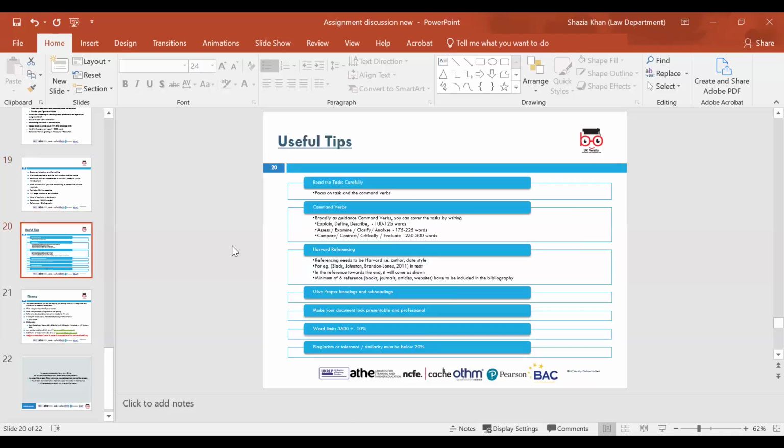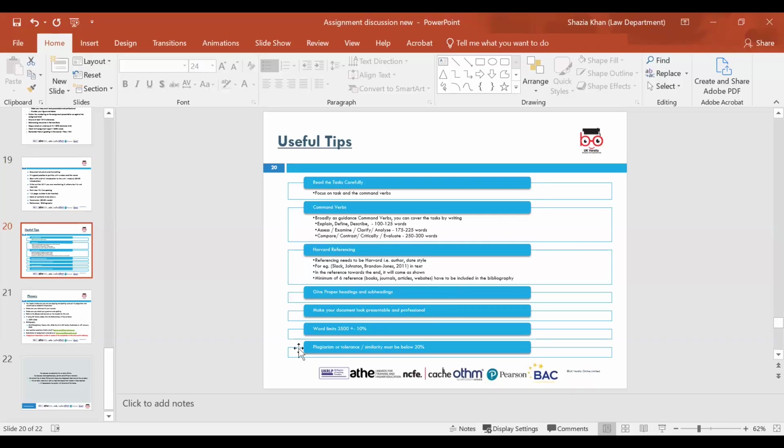Some useful tips, again: read the tasks carefully. People tend not to read the task carefully. Over there, I've put the learning outcomes in where the tasks are and where you can find the information. And you can find the information online and in books as well that you need to be referencing. Again, refer to the command verbs and Harvard referencing as well.